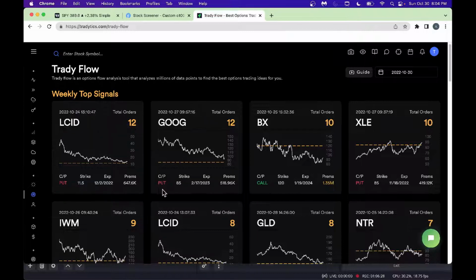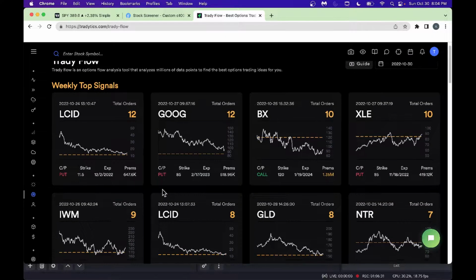They basically curate a list of option trading signals for you here. This one is a put, as you can see here, 11.5 strike, and then you got one more put here in Google, 85 strike, and you can earn some premium here. There are 12 orders, and then there is a bullish BX call option. You could buy some call options, strike price 120. Looks like there are 10 orders and folks paid 1.35 million. You could play along with these guys, but always be a little bit quick here.